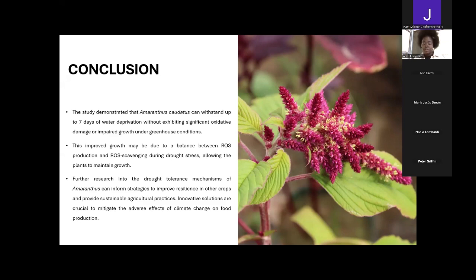Further research can be done into exploring the drought tolerance mechanisms of Amaranthus, which can be used to inform us of the strategies that can be used to improve the resilience in other crops and provide sustainable agriculture practices. And additionally, it can also offer innovative solutions which are crucial to mitigate the adverse effects of climate change on food production.